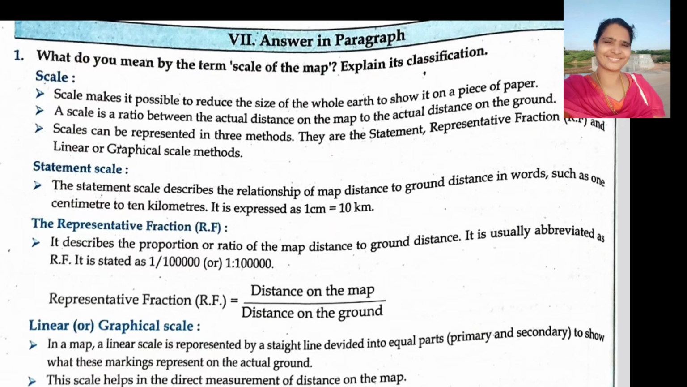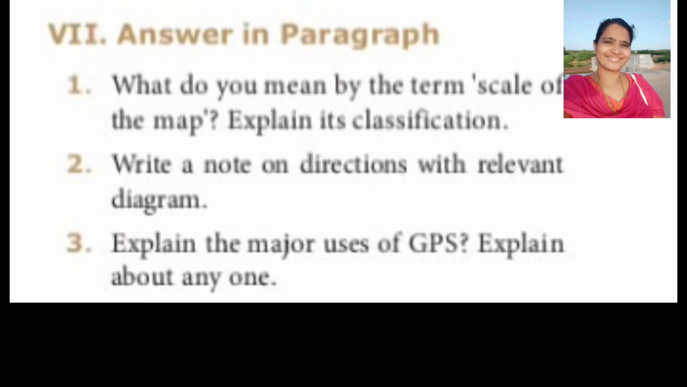Next one is linear or graphical scale. In the map, linear scale is represented by a straight line divided into equal parts, primary and secondary, to show what these markings represent on the actual ground. This scale helps in the direct measurement of distance on the map. Fine, children? Okay, next question is write a note on directions with relevant diagram.